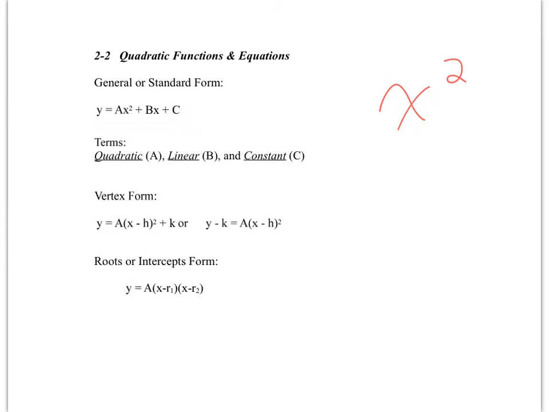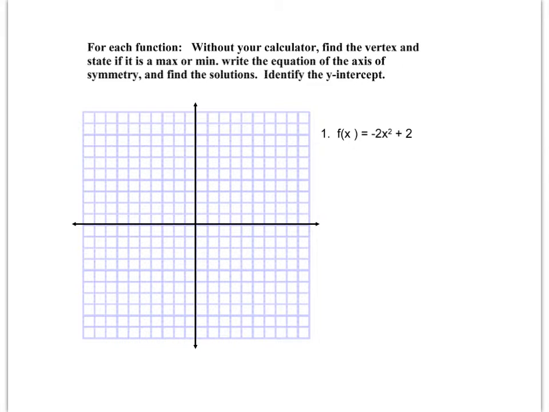Alrighty. For each function, without your calculator, we're going to find the vertex and state if it is a max or a min. We're going to write the equation of the axis of symmetry, and we're going to find the solutions. We're also going to identify the y-intercept.